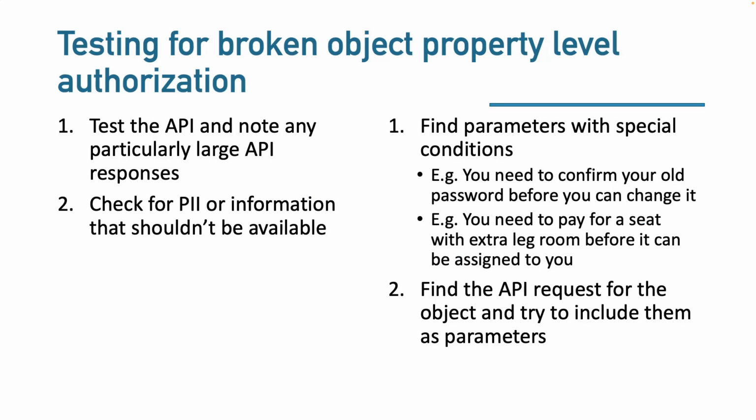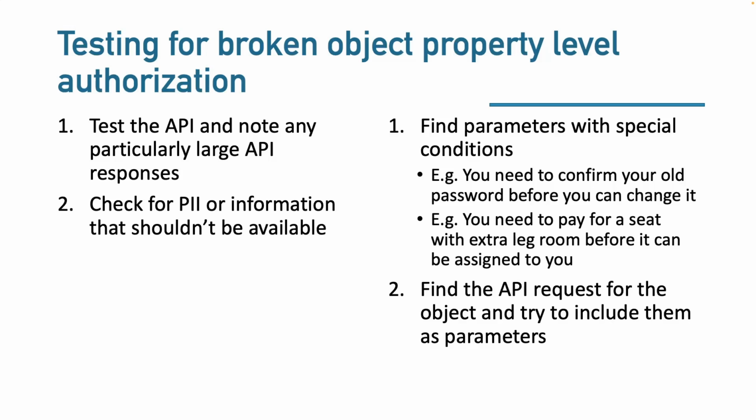So how do you test for it? For information disclosure, super simple. Test the API, note any particularly large API responses. Check for any PII or information that just shouldn't be publicly available. It's a lot of common sense. You may also want to look at things that use regex to find things like telephone numbers or emails.